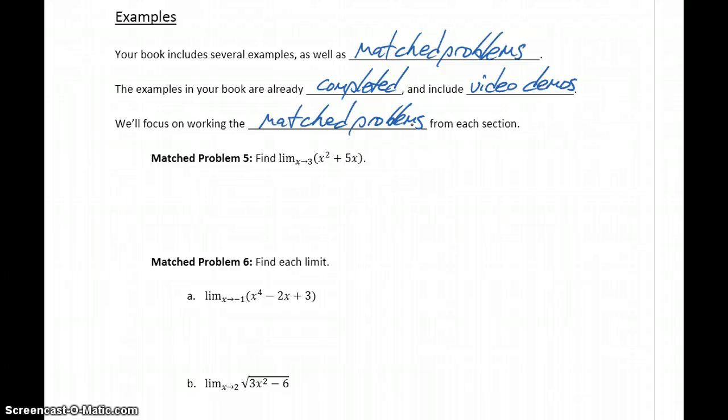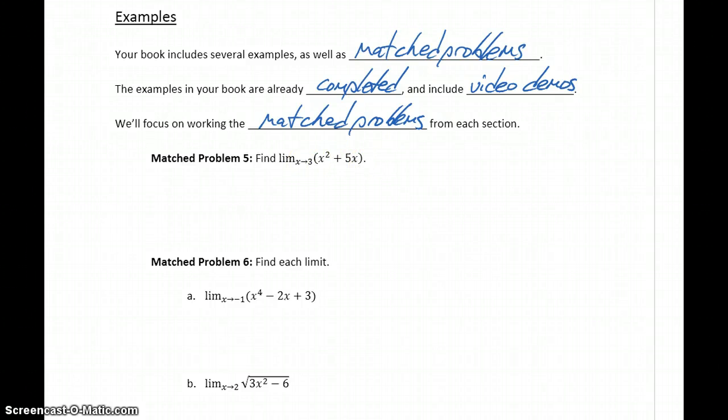So let's start off with matched problem number 5. The first 4 matched problems are all graphing problems, identifying limits and behavior of graphs of functions by reading graphs. So we're going to skip those and jump straight into the algebraic problems. This first example, we're going to work out a little more long form than we will typically have to, just to see how some of these properties are used.